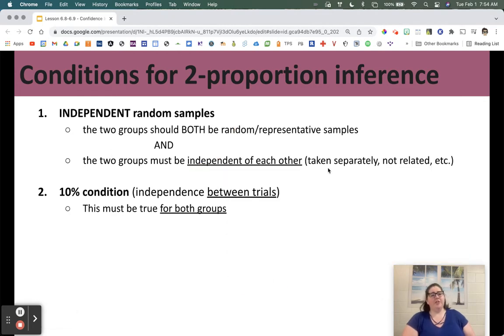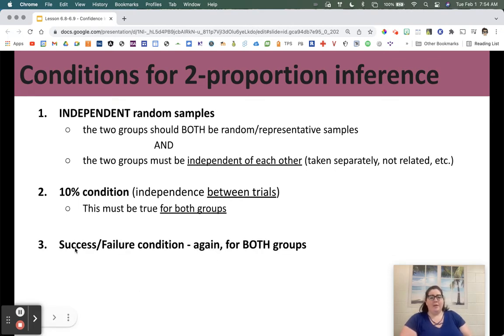So we check those conditions. They look a little different if it's an experiment. And then we always check what I call the success failure condition. That's the one where np, nq is greater than or equal to 10 for both groups. That is checking to make sure that each population or each sampling distribution is roughly normal. And that would tell us that the sampling distribution of the differences is roughly normal. So for both groups, np and nq are greater than or equal to 10. So those are our conditions.